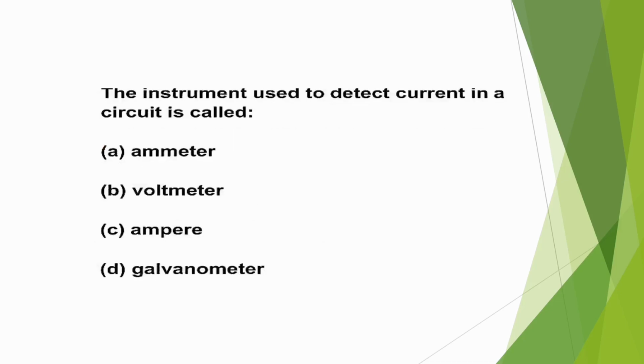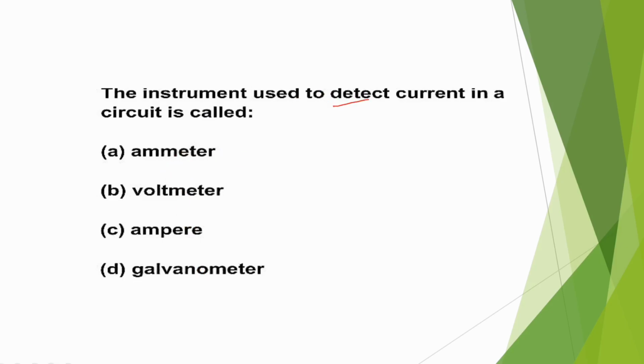The next question is what? The instrument used to detect current in an electric circuit is. Mind it, dear students, the question says the instrument used to detect, not to measure. The instrument used to detect current in a circuit is. Options are given: ammeter, voltmeter, ampere, galvanometer. What will be the correct answer?